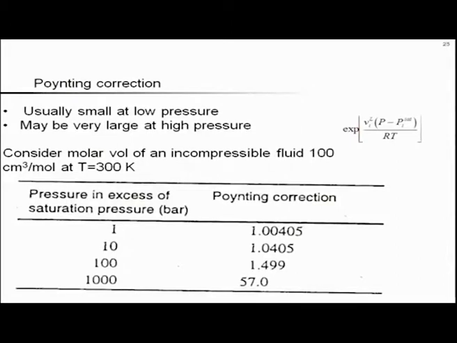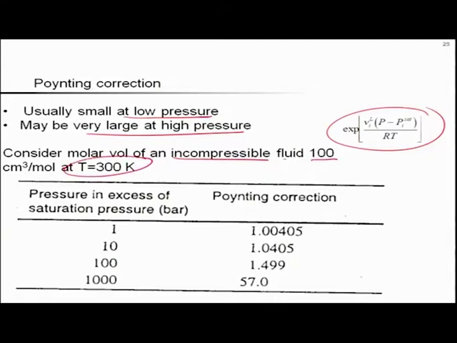Now, let me also further point out a bit about this Poynting correction. It is usually very small at low pressure, but it could be very large at high pressure. To appreciate this point, let us consider the molar volume of an incompressible fluid at 100 centimeter cube per mole at 300 Kelvin. So we are looking at only this term where we have put the molar volume at 100 centimeter cube per mole, and the pressure, this delta P, we vary.